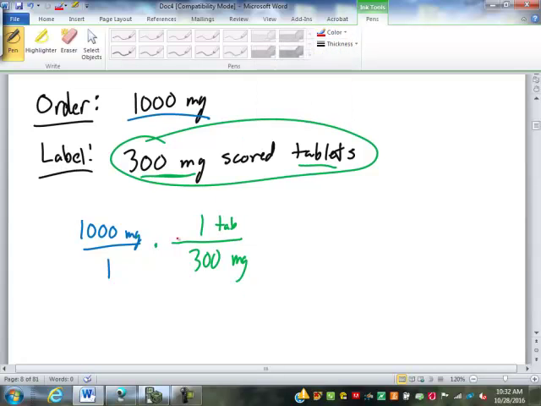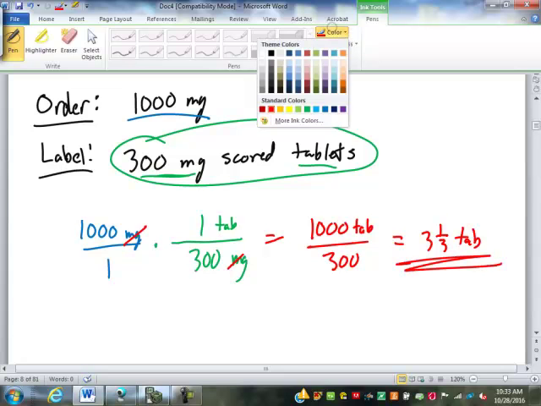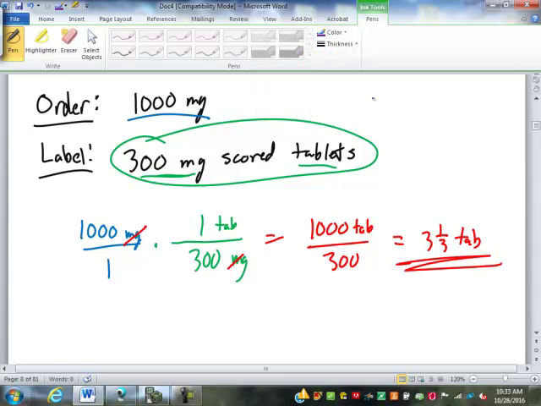So the milligrams cancel out. 1,000 times 1 tablet is 1,000 tabs over 1 times 300 is 300. We divide that out, we get 3 1/3 tabs. If you left it like that for now, that would be fine because I didn't ask you to do any more. But you'll notice up here that this is scored tablets, which means what?